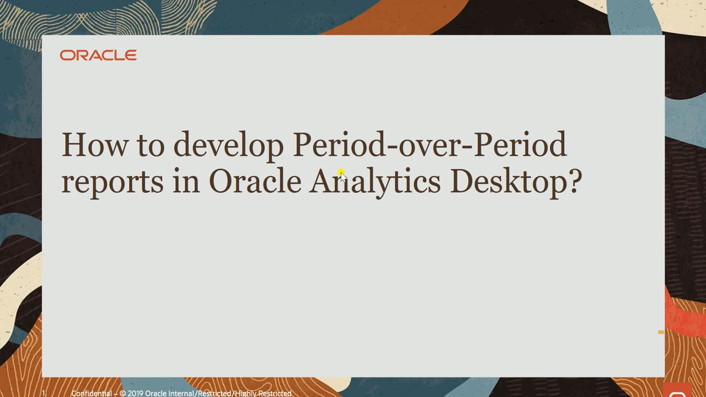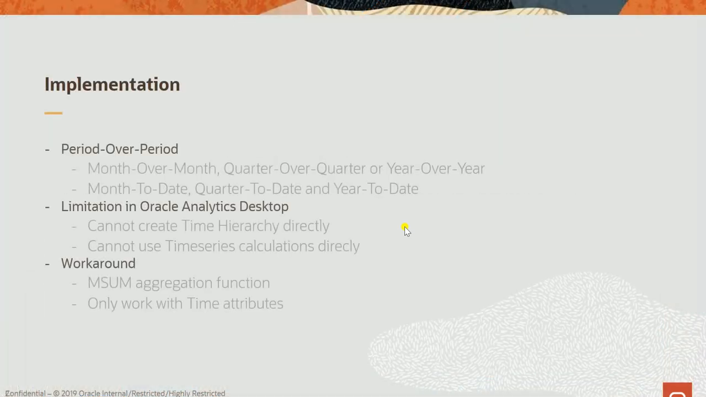So let's quickly summarize. We cannot create a time hierarchy directly. Also, we cannot use time series calculation directly in Oracle Analytics Desktop. So the workaround solution is to use the moving sum aggregation function, and we should be aware that this function only works well with time attributes. I will explain why the moving sum function just works well on time attributes.